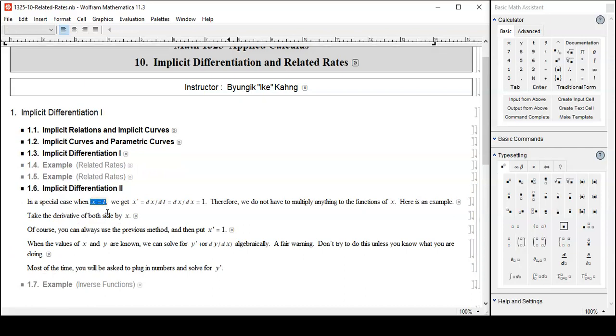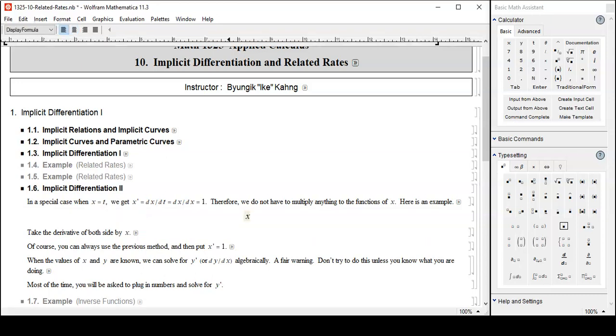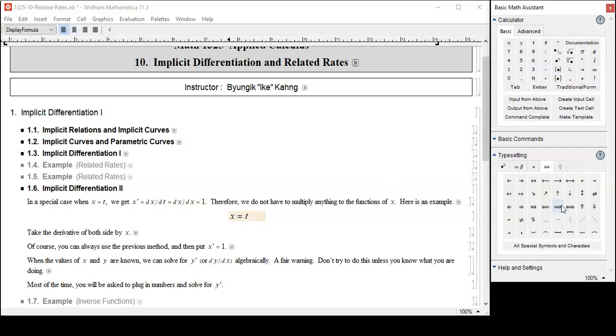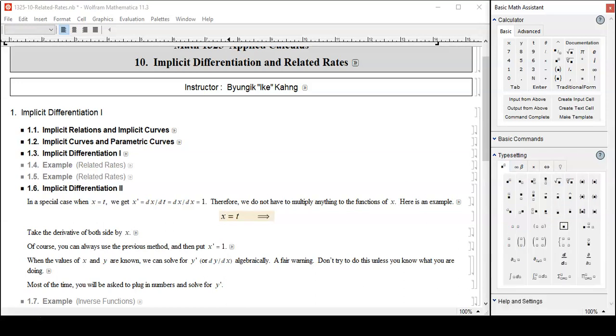When x and t are the same, take the derivative, then x prime is, well, what's the derivative of t? That's 1, of course. t is the independent variable, so the derivative of t is just 1. Or, if you prefer, you can do a little more extensive computation like this with the same result.